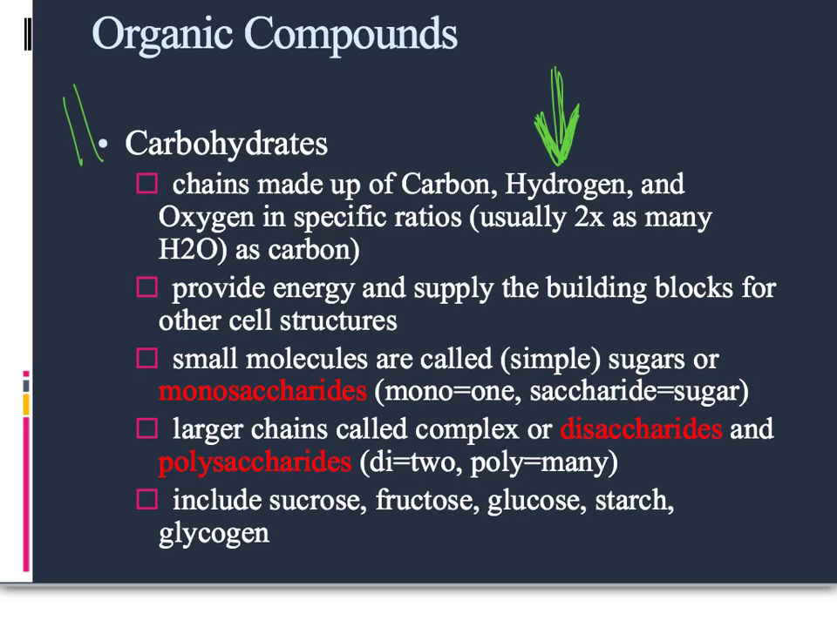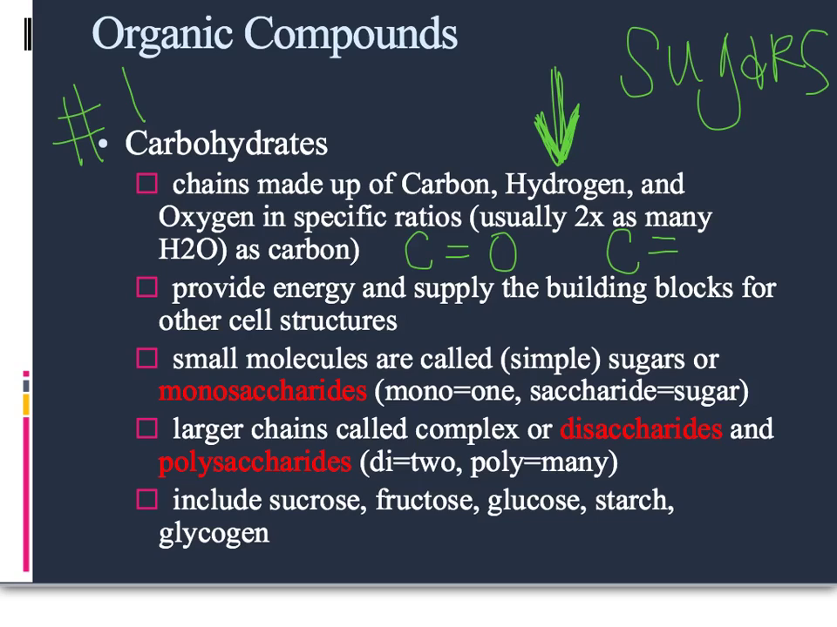So the first one, number 1 of 4, is carbohydrates. Carbohydrates are often called sugars. They are the same thing. So sugars or carbohydrates have a very specific ratio of chemicals. There's always carbon and oxygen that are equal. However many carbons there are, there's an equal number of oxygens. And however many carbons there are, there is usually twice as many hydrogens.